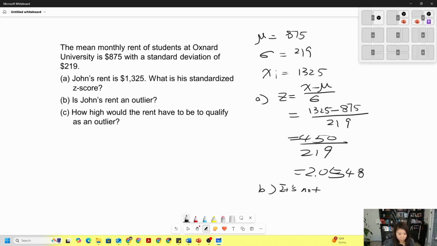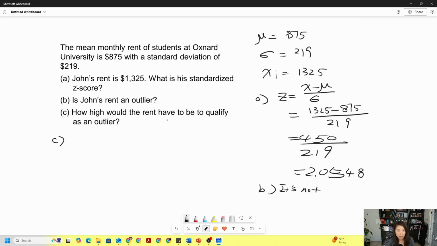So now the question will be, hey, that's why we have question C here. How high would the rent have to be to qualify as an outlier? For this question, it's a little bit tricky because we still play around with this formula, z equals x minus mu divided by sigma. As we already know, in order to be considered an outlier, it has to be larger than 3 or smaller than -3.